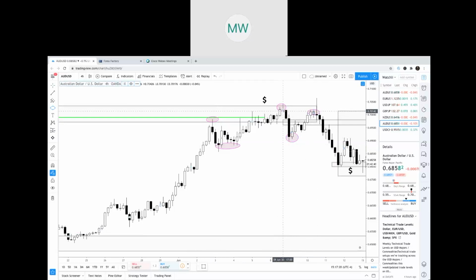However, just because you have a lower high doesn't mean it's in a downtrend. You need both sides of the trend, meaning you need lower lows and lower highs. You can't just have one or the other. You need both. In an uptrend, you need higher highs and higher lows. In a downtrend, you need lower lows and lower highs.